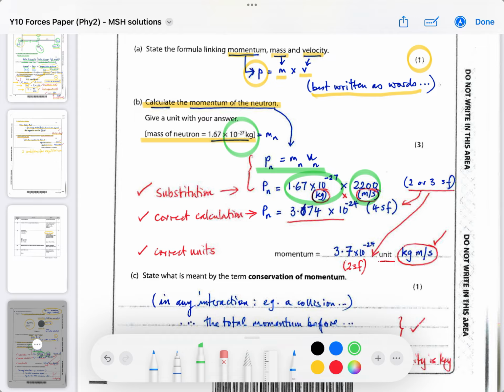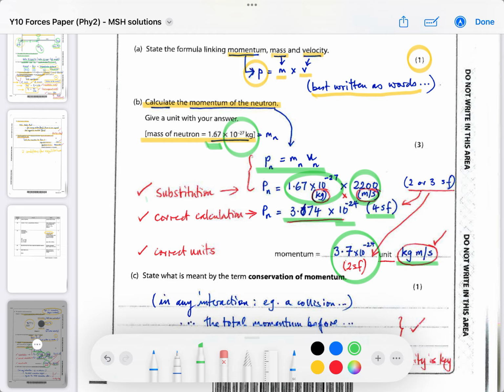Let the calculator do the work. To 4 significant figures, my calculator will give me 3.674, and I deliberately rewrote it to 4 significant figures. And the power is 10 to the minus 24 now because of the 2,200. Then I have to change that to 2 significant figures because the data provided is only given to 2, or in this case 3 significant figures, and I think 2 is the better one to use. And the units you need to know are kilograms, meters per second.